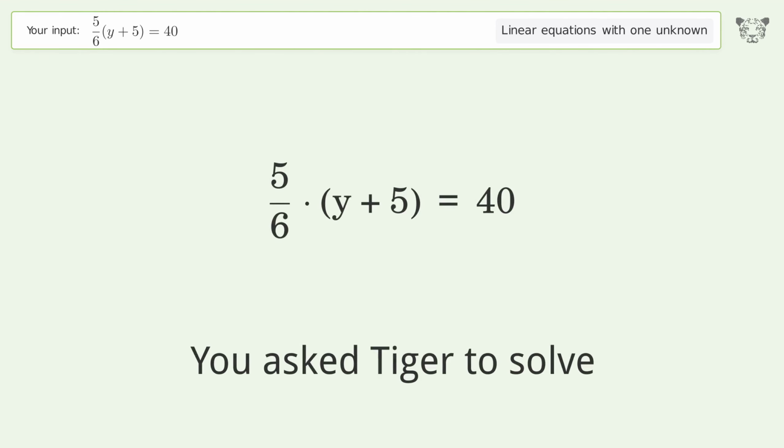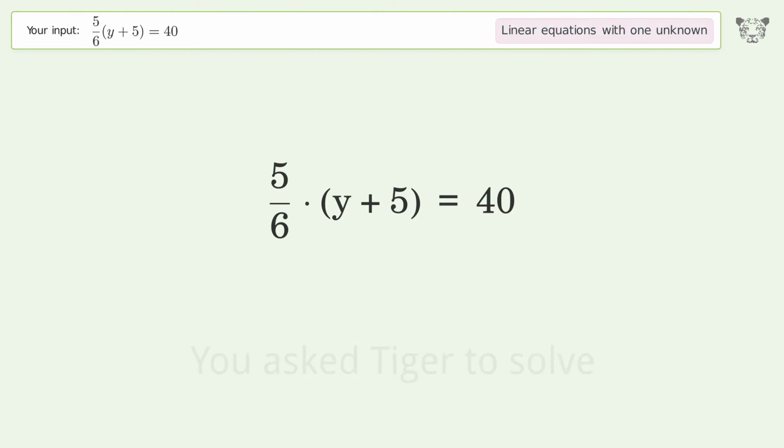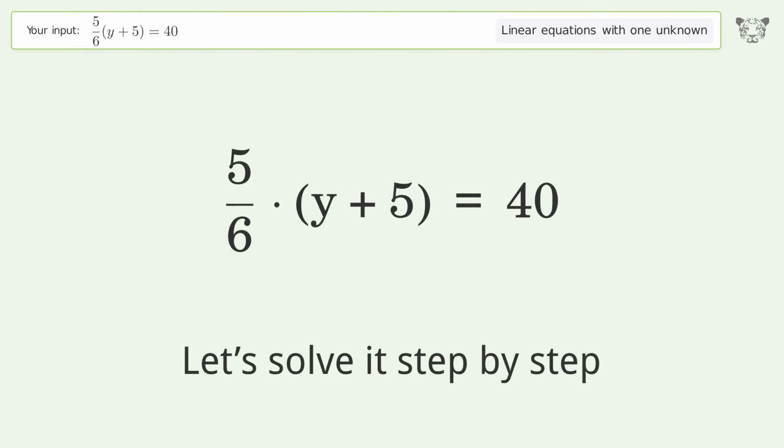You ask Tiger to solve. This deals with linear equations with one unknown. The final result is y equals 43. Let's solve it step by step.